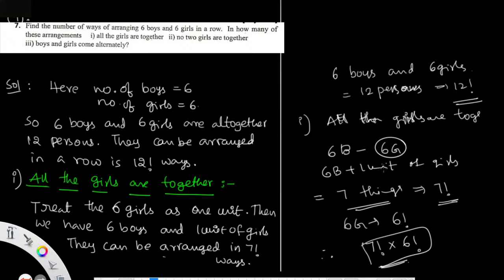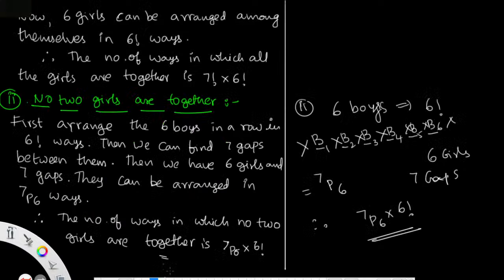The 6 girls should not be in the same order: G1, G2, G3, G4, G5, G6, or else starting with G2; that is the internal arrangement of the girls. So with 6 girls in a row, it is 6 factorial only. Therefore, the total answer for all the girls together is 7 factorial into 6 factorial. This is the seventh one, the first question. Then the second one.